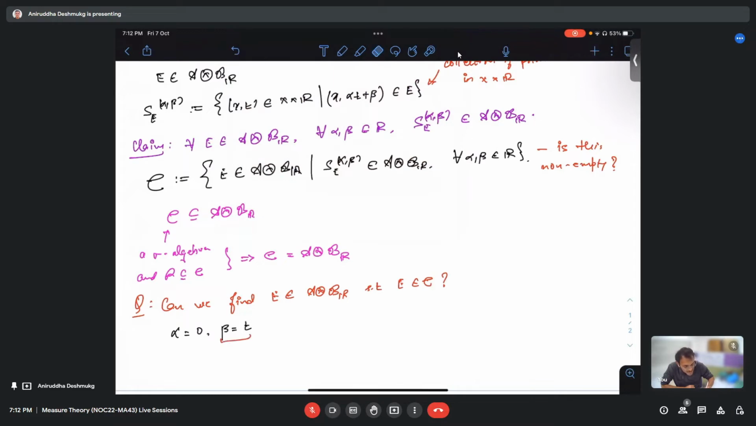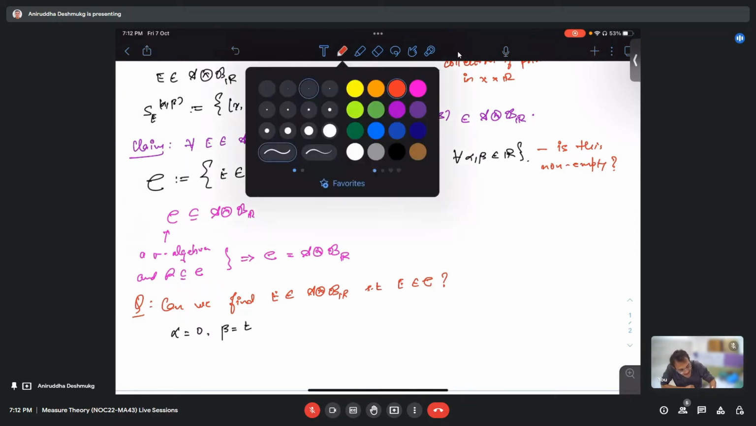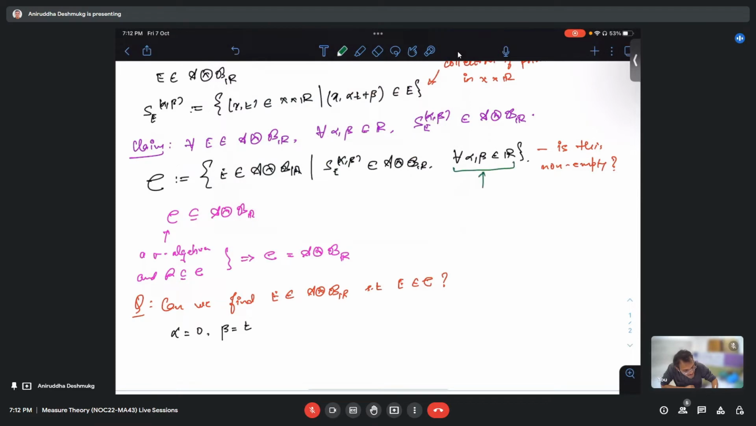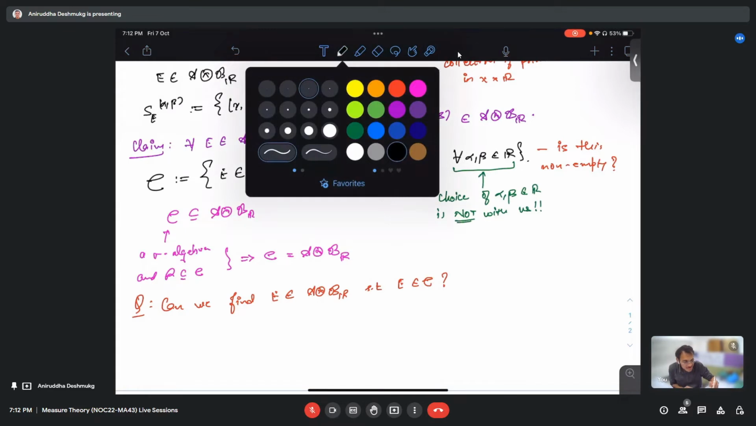What I am saying is, whatever I have written here is for all alpha beta, which means the choice of alpha beta is not with us. We have to check that S E alpha beta is inside this sigma algebra for every alpha beta. So we cannot fix alpha and beta to something. So what Prasandeep said, we should follow that. The biggest possible set, let us try to see whether that set is inside the sigma algebra or not.